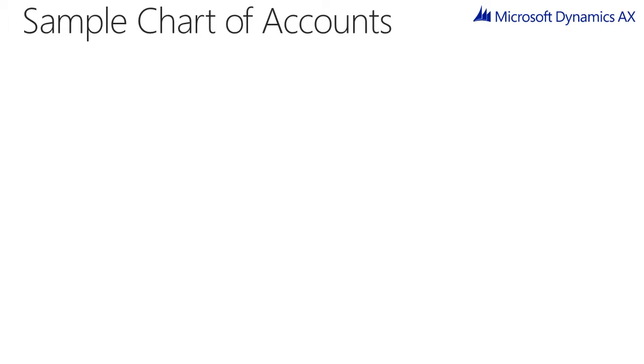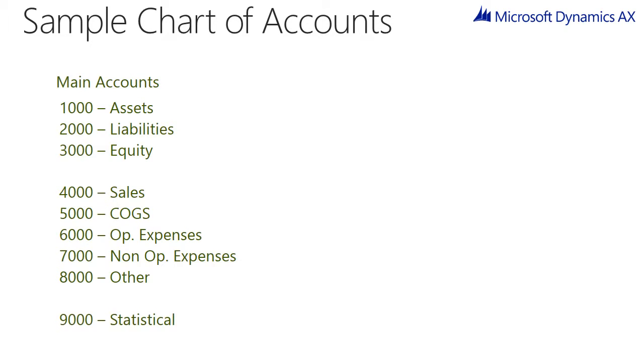Let's build a sample chart of accounts that we can build later in AX. I've decided to use a 4-digit main account. I've built some structure into my account numbers by organizing similar accounts into specific ranges. You can see in my example that the asset accounts will be in the range of 1,000 through 1,999, and liabilities are in the 2,000 through 2,999 range, and so on.